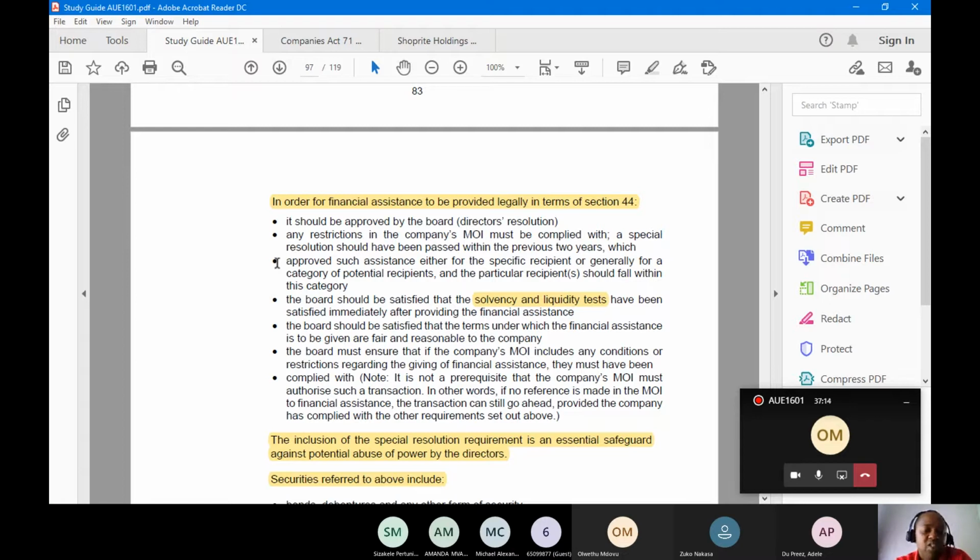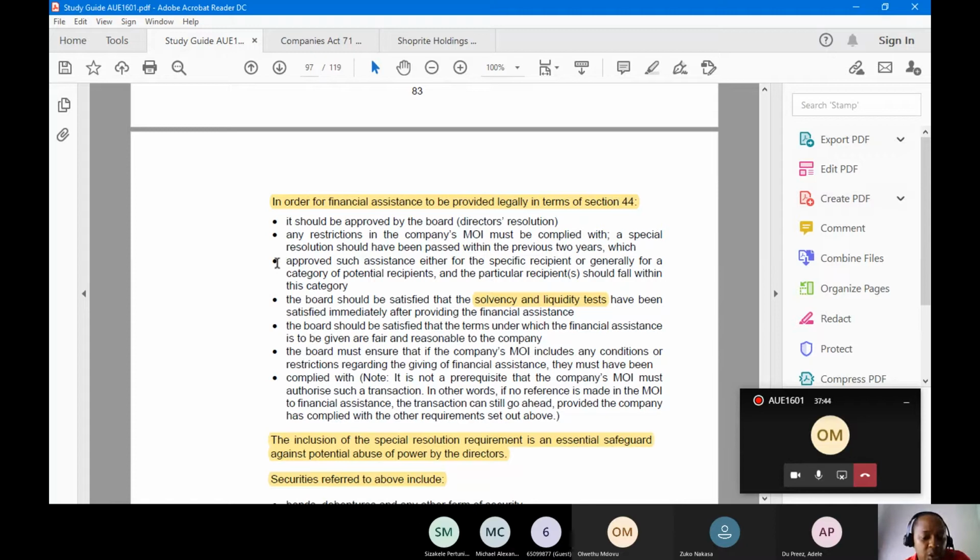So basically, there should have been a special resolution passed within the previous 2 years, which makes provision for when shares are issued or authorized by the company and the director wants to apply for funding or financial assistance to buy those shares, what are the requirements that need to be met? Hence, it's saying they should be passed by a special resolution within the previous 2 years.